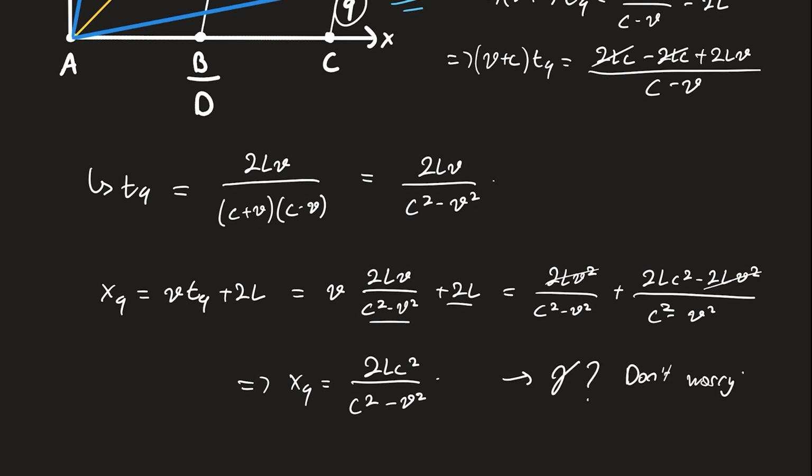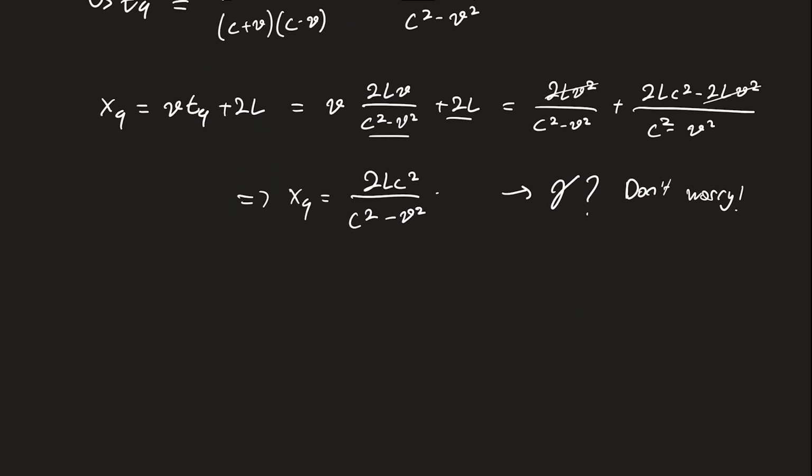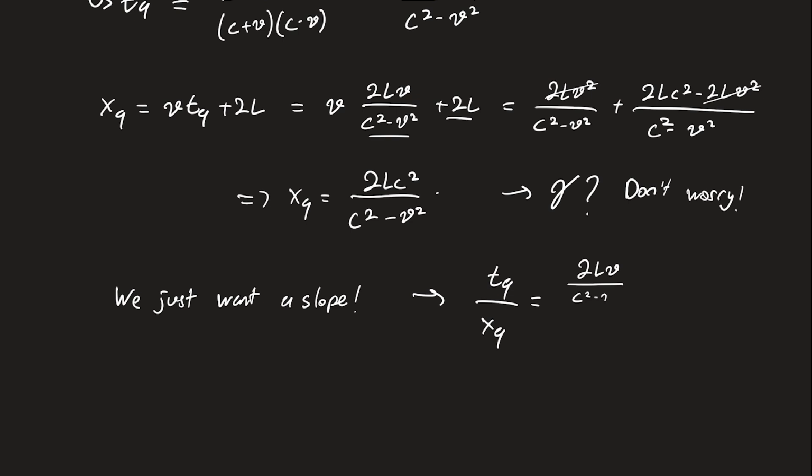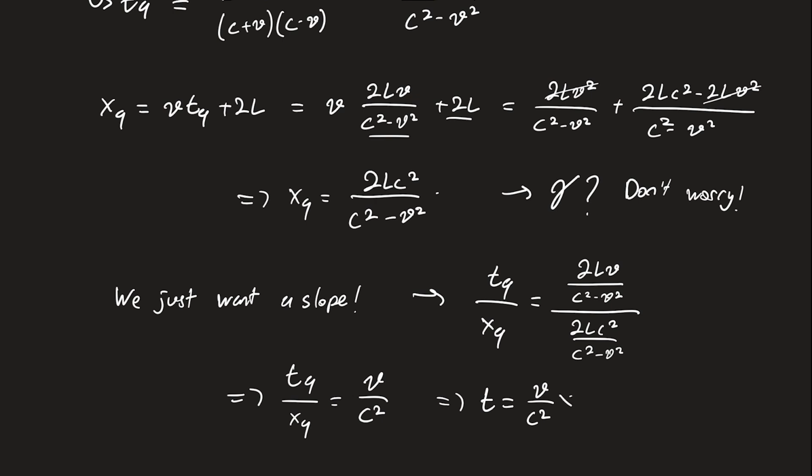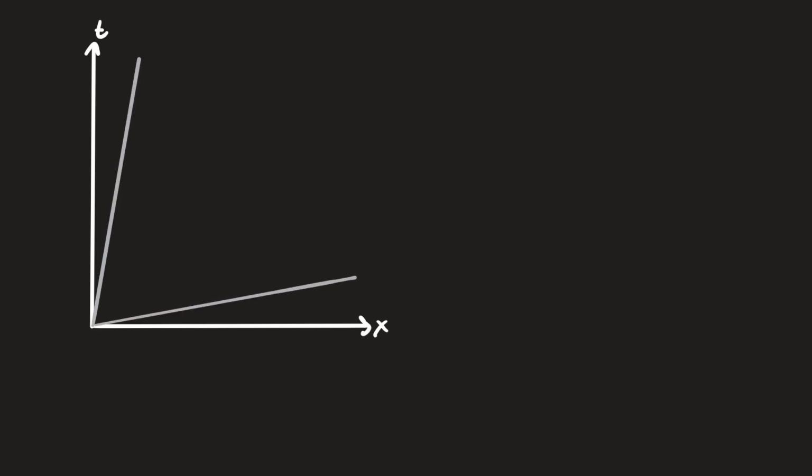Okay, is that gamma factor coming? Don't worry, it is coming very soon. For now, let's just go ahead and get that slope. So we can divide tq by xq, and we get the c squared minus v squareds canceling out, and the final answer is v over c squared. So for this line, we have the equation t equals v over c squared x. This is all we wanted from this algebra, because now we have the equation for the x prime axis that we drew on our spacetime diagram.